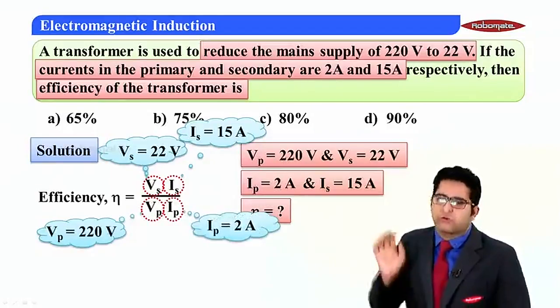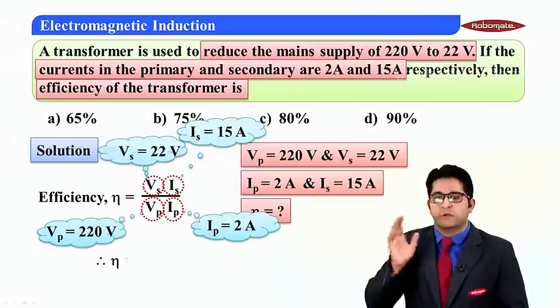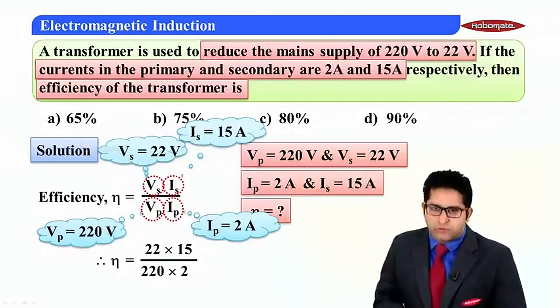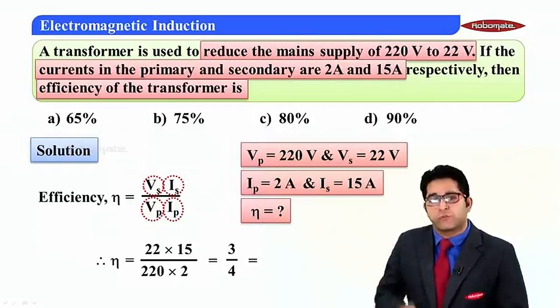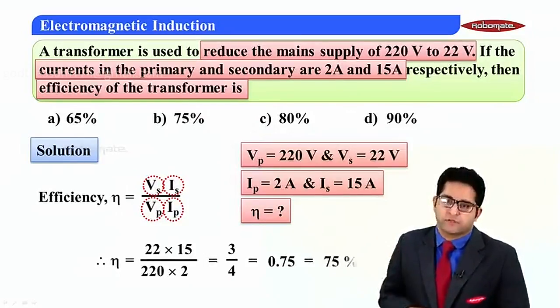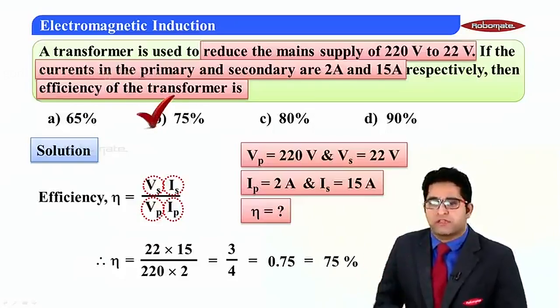Let us substitute these values. So what will I get? Eta is equal to 22 into 15 upon 220 into 2. And if you calculate this, you'll get 3 upon 4, which is nothing but equal to 0.75, which is equal to 75%. So which option is correct? Option B is the correct answer.